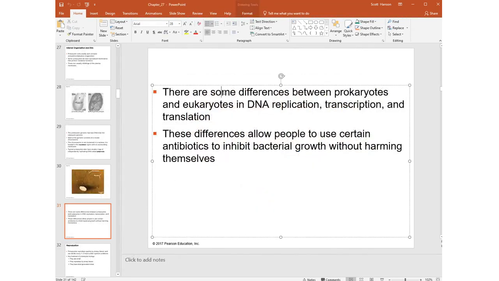There are some differences between prokaryotes and eukaryotes in DNA replication, in the transcription process, and in the translation process. However, the overall process is pretty much the same. But these differences allow people to use certain antibiotics to inhibit bacterial growth without harming the human cells.